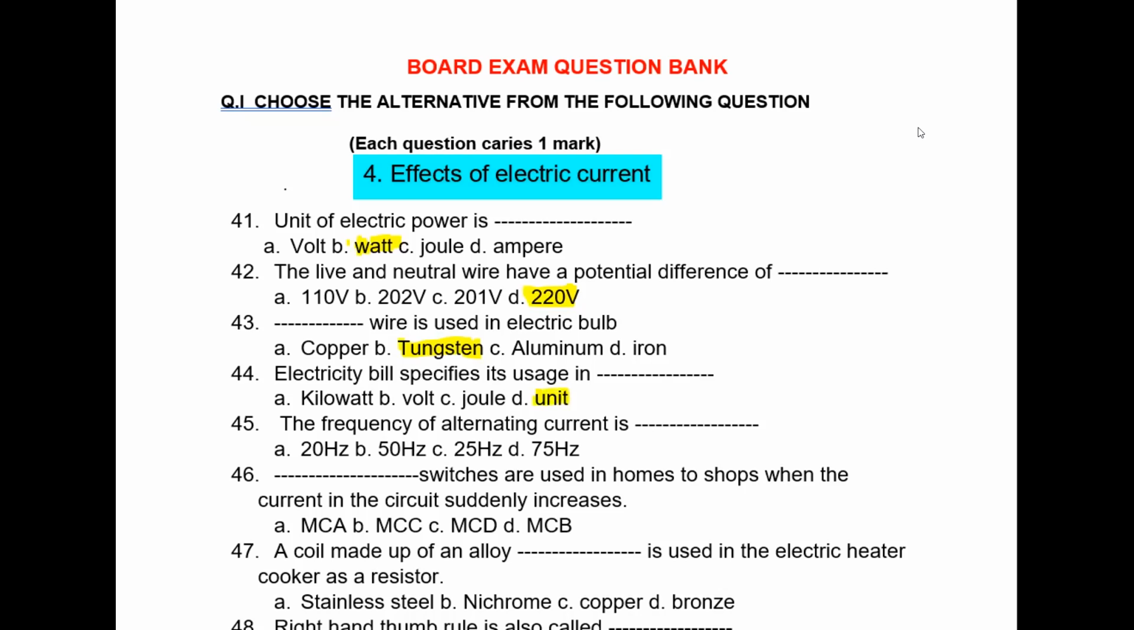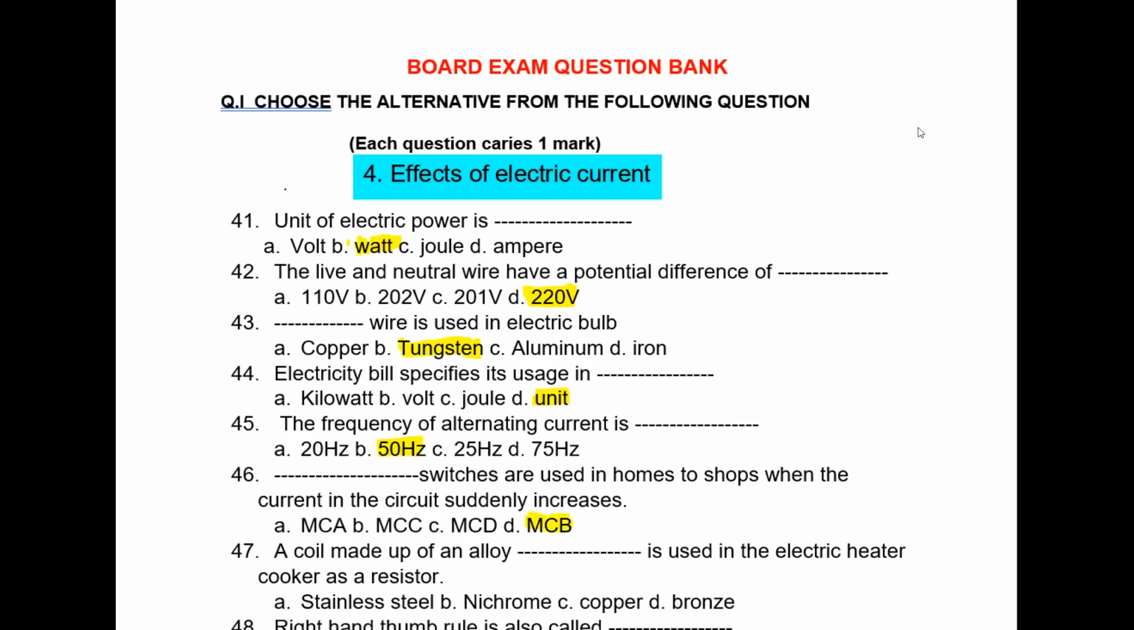Next is the frequency of alternating current is dash: 20 Hertz, 50 Hertz, 25 Hertz, 75 Hertz. The frequency of AC is 50 Hertz. Dash switches are used in homes to show when the current in the circuit suddenly increases. MCA, MCC, MCD, MCB. We know that miniature circuit breakers are used to protect electrical circuits from overcurrent. So the answer is MCB, option D.